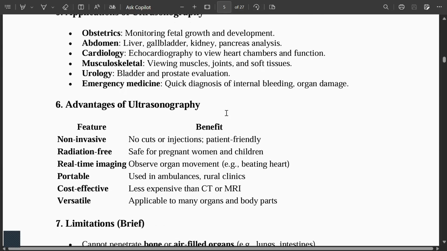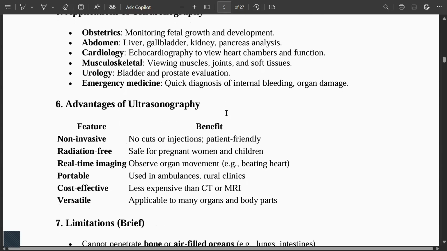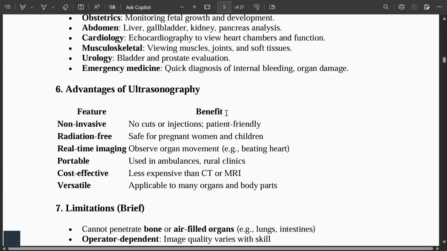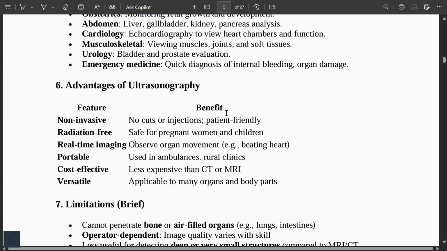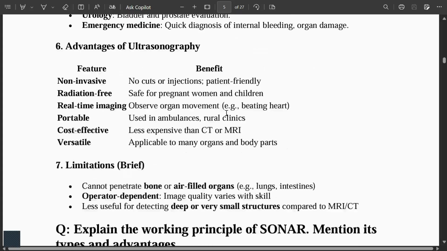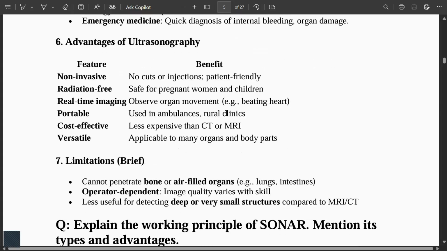The advantages: mainly, it is non-invasive, that is, no cuts, no injuries. Radiation-free, safe for the pregnant woman and child. Then real-time imaging, we get a real-time image of live evaluation. Portable, this is used in ambulances and clinics.